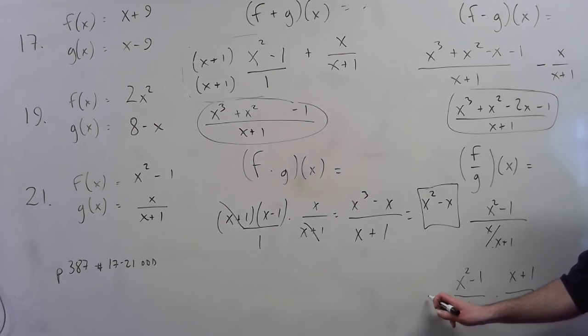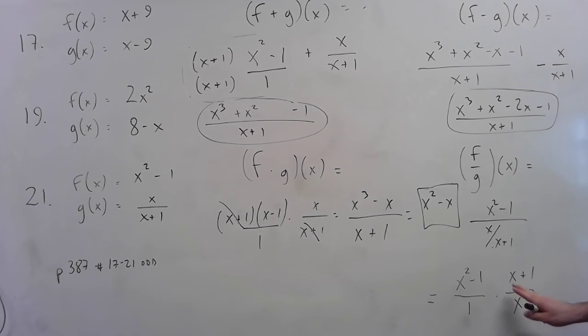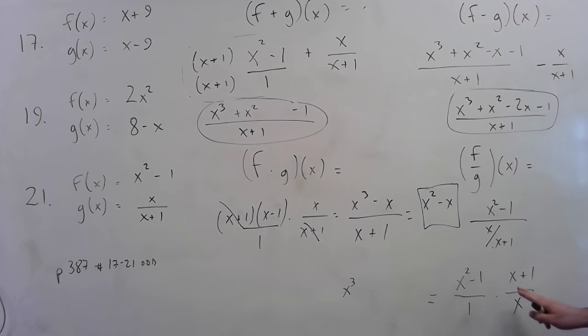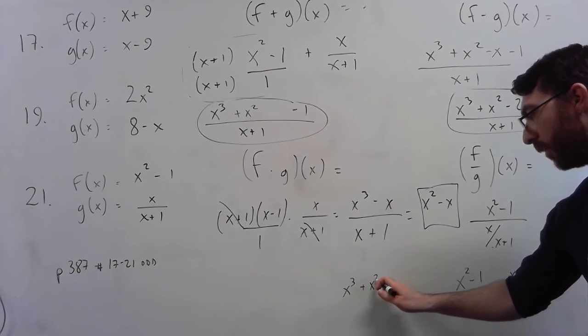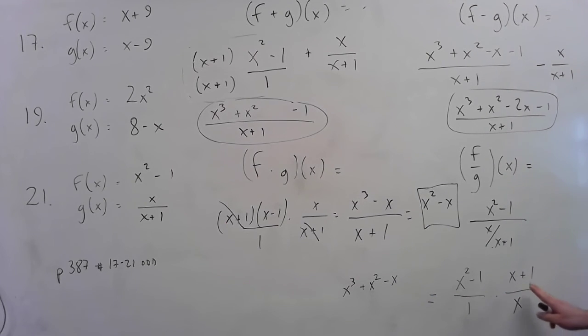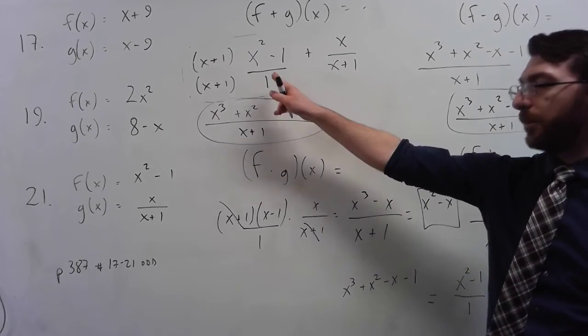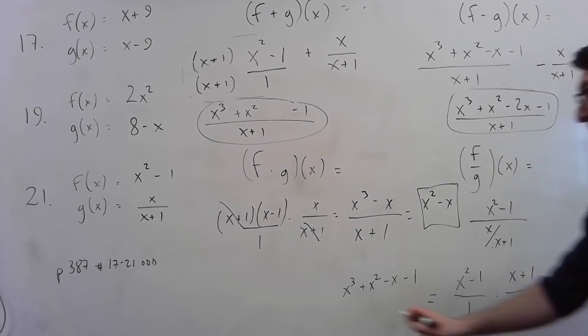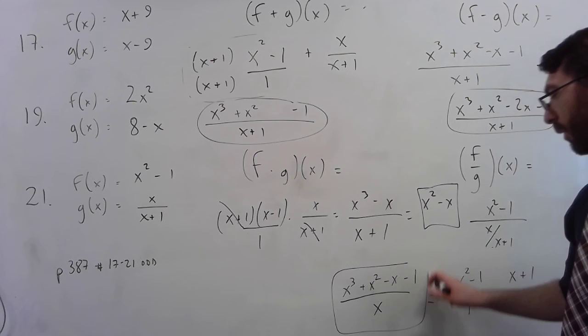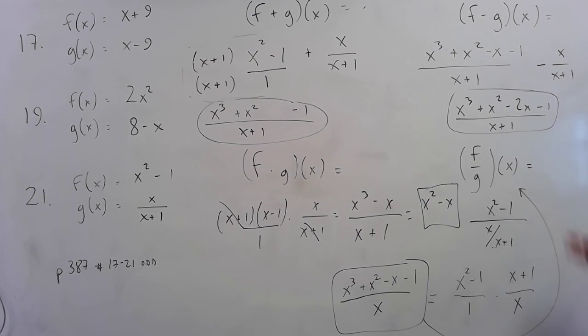I am going to work to the left, though, because I can see I'm almost out of frame. X plus 1 times x squared minus 1. X times x squared is x cubed. X squared times 1 is x squared. Negative 1 times x is negative x, and negative 1 times 1 is negative 1. Oh, I already did that up there. Oh well, did it again. And on the bottom is x. That can't be simplified. There's nothing to cancel out, so there's the answer for that one.